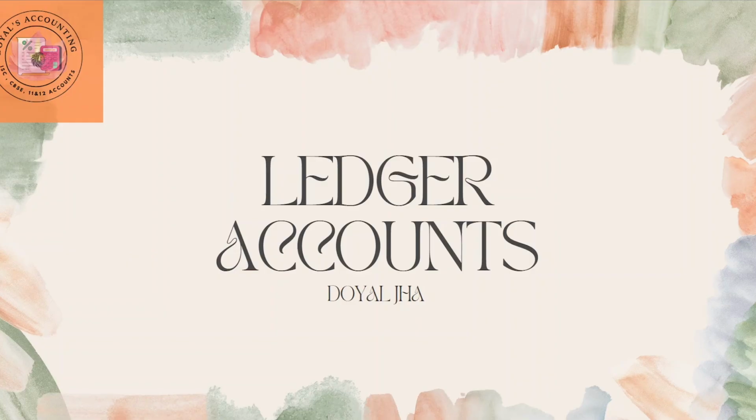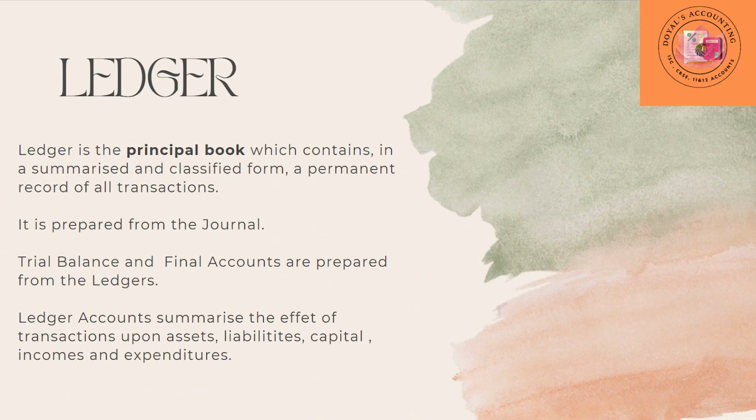So, what is a ledger, you may ask? A ledger is a principal book which contains a summarized record of all transactions. It is prepared from the journal. Trial balance and final accounts are also prepared using these ledgers.